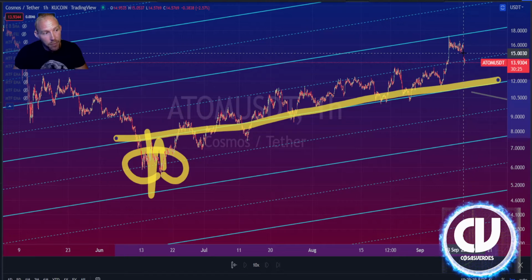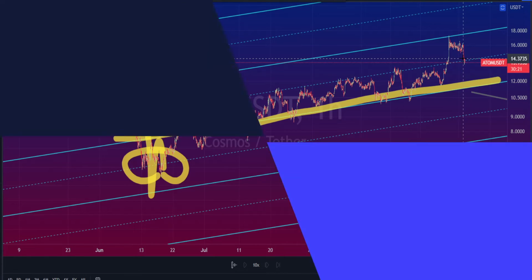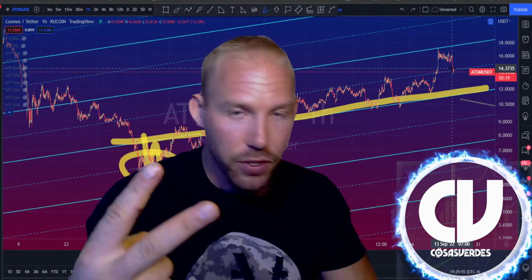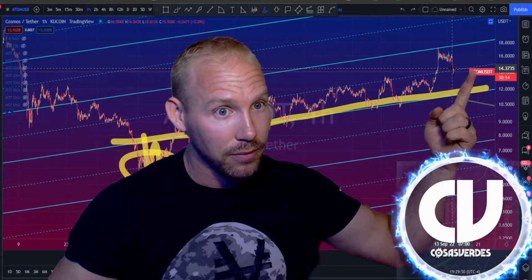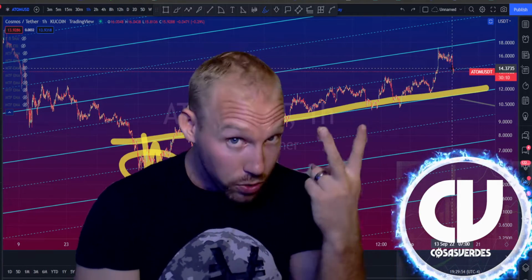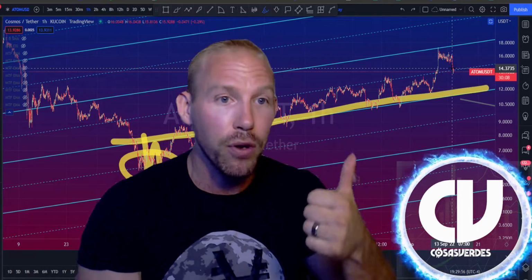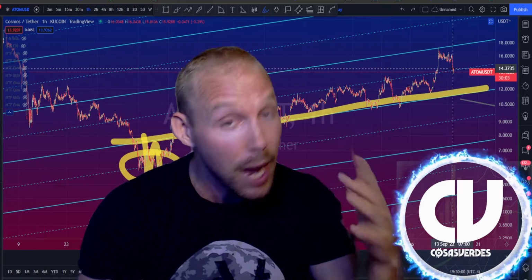Initiation to downside moves is not going to happen until this line is both broken and used as resistance. And it's ascending, so it's going to happen, right? But you're not going to get a stronger move to the downside on Atom until those two things have happened at that line. Broken and used as resistance. And used as resistance could happen in 1 hour.